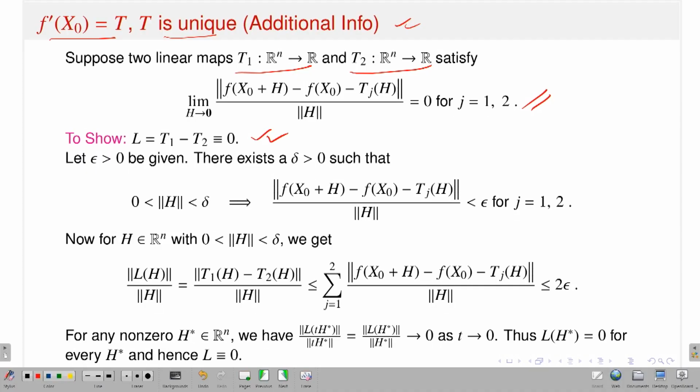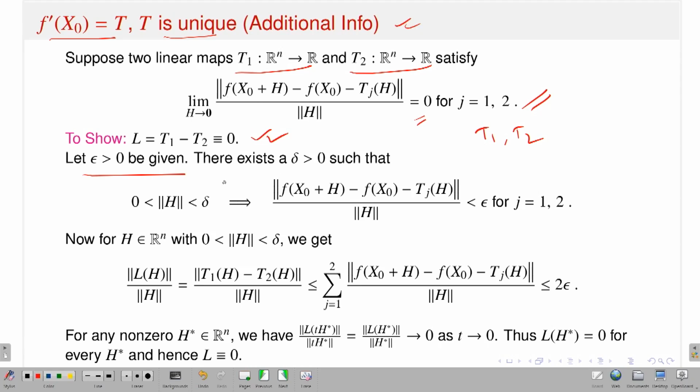So you take the linear transformation T1 minus T2, which is again a linear transformation L, because the sum of two linear transformations is again a linear transformation. I have to show that L is 0. What I am doing is, okay, start with any positive epsilon. Since this limit is 0 for both T1 and T2, that is given, so just use the epsilon delta definition.